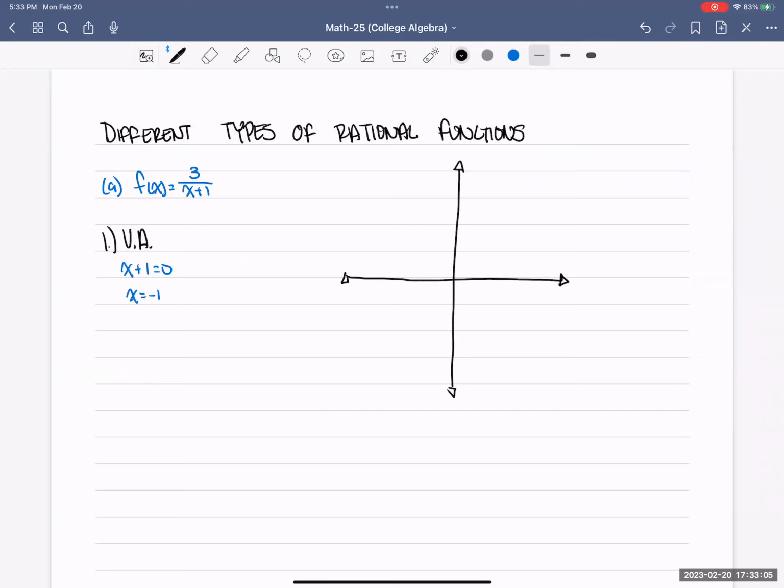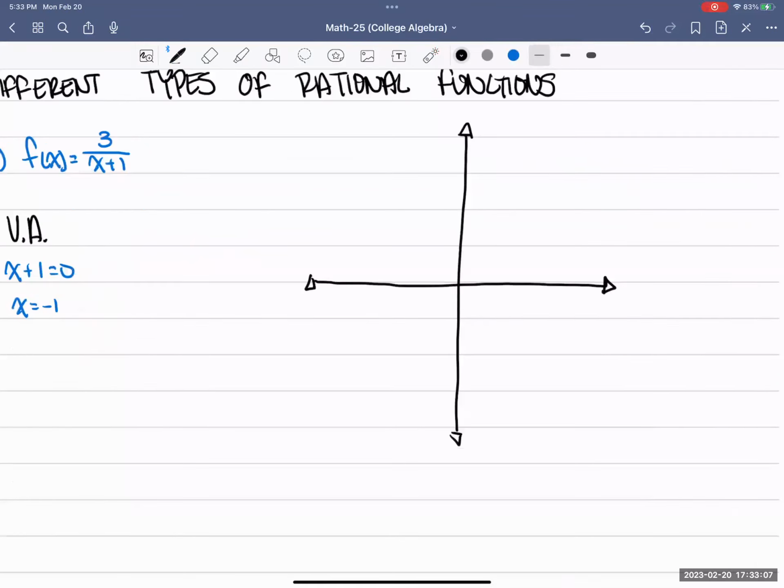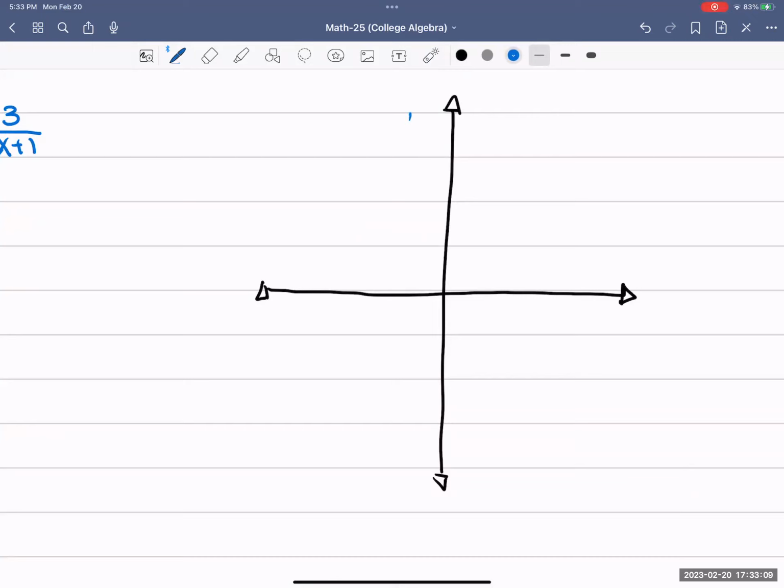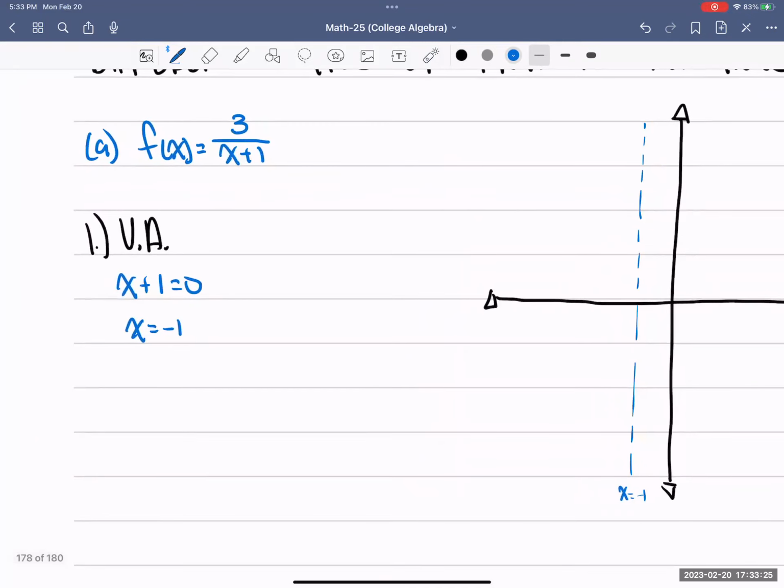So when x is equal to -1, that's a vertical line going through the x-axis at -1. So x equals -1. That's our vertical asymptote. Next, number 2 is going to be our horizontal asymptote.